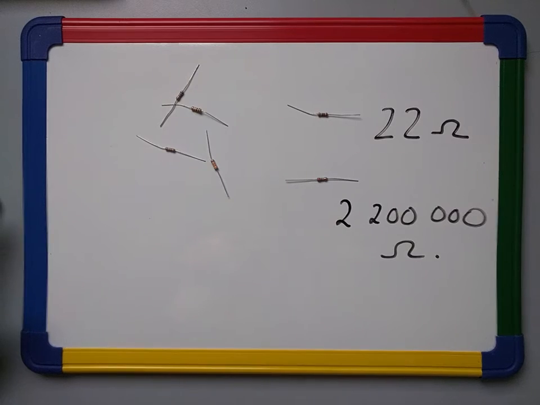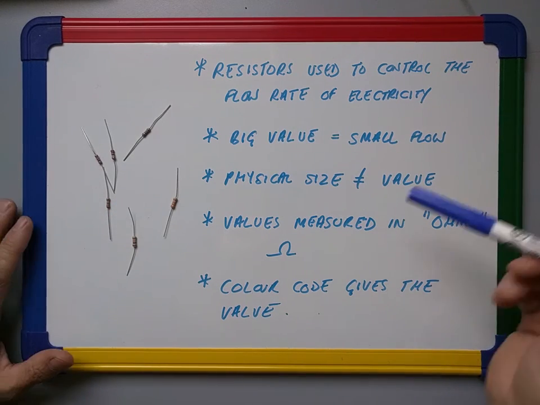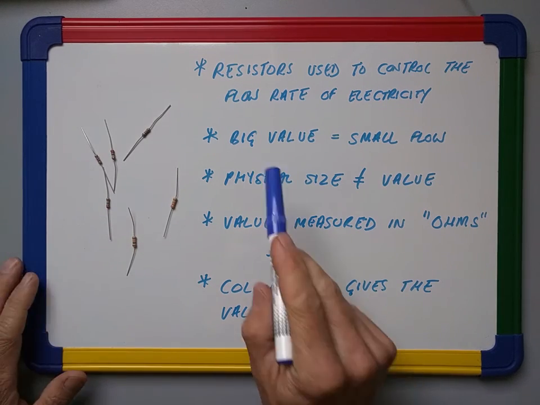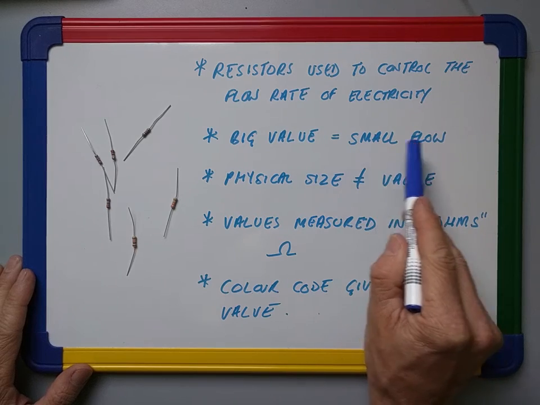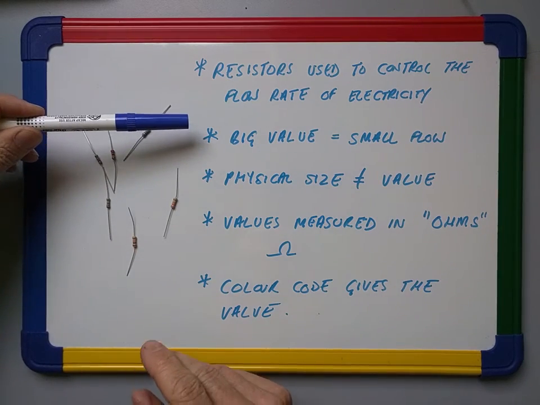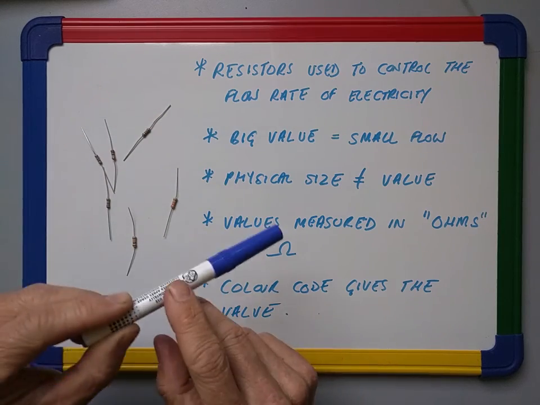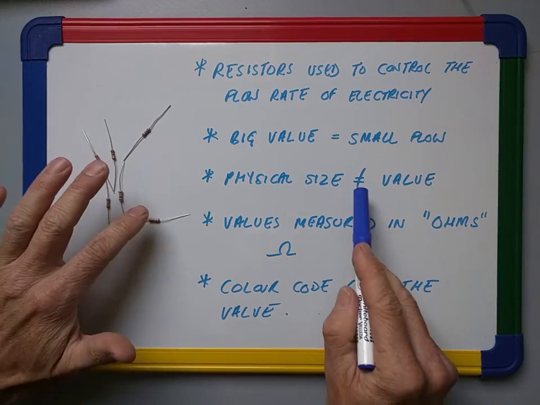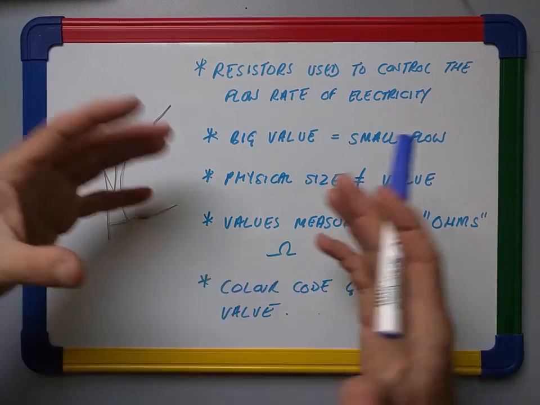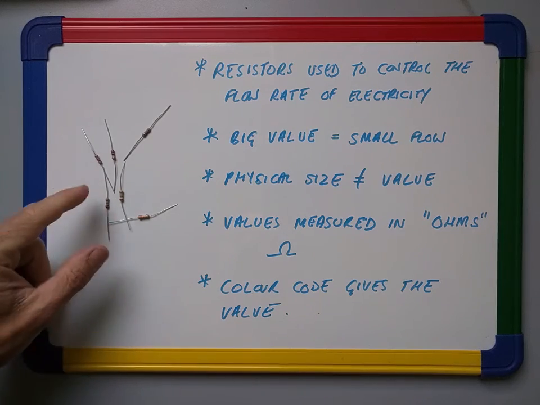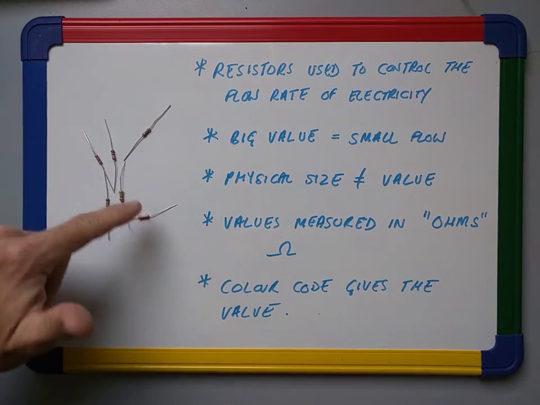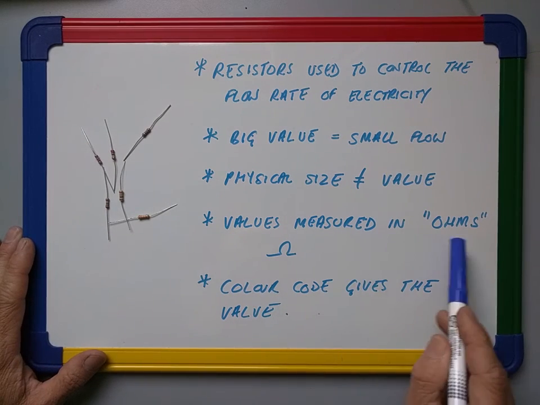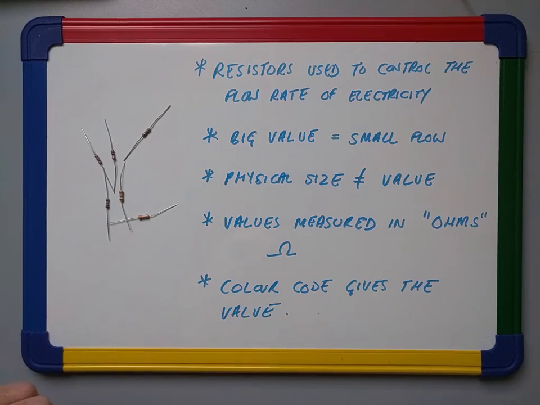So just to recap, resistors are used to control the flow rate of electricity within a circuit. A big value of resistance results in a small flow, because if we've got a lot of resistance, that's going to be in opposition to the flow. The physical size of the resistor itself is not equal to the value, so there's no sense in which physically large resistors have a large resistance. As we saw earlier, radically different values can be produced in the same size of resistor. All of these values are measured in ohms, for which we use this symbol.